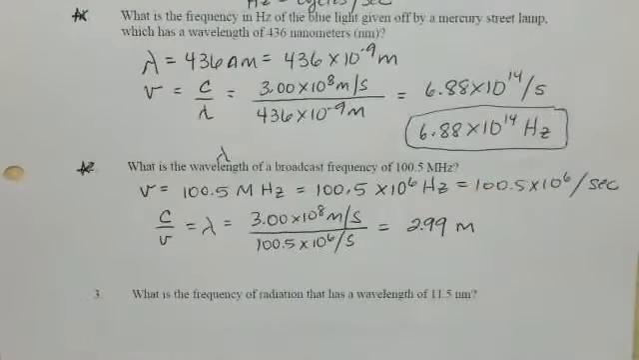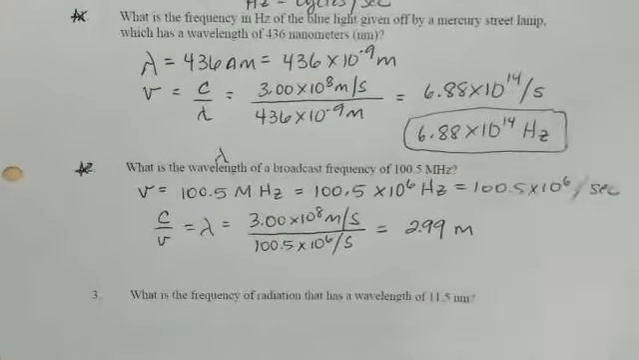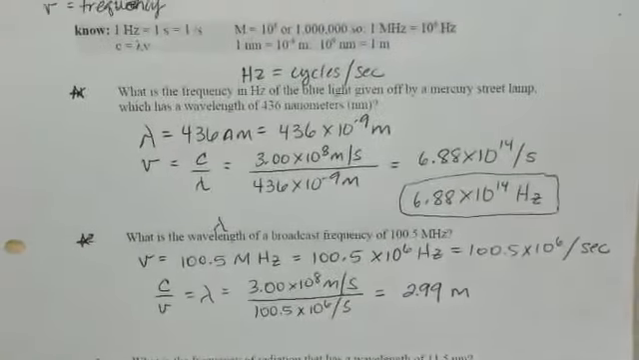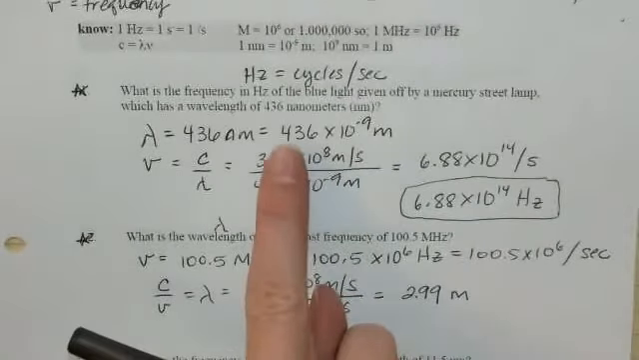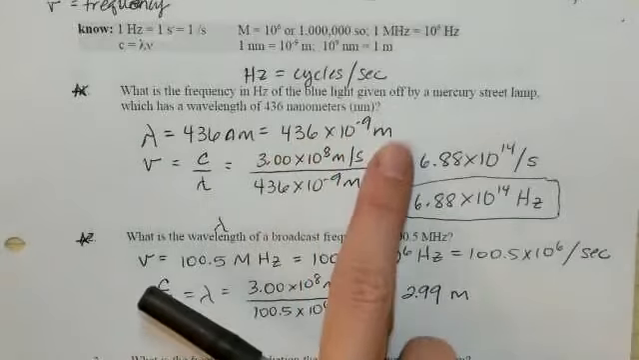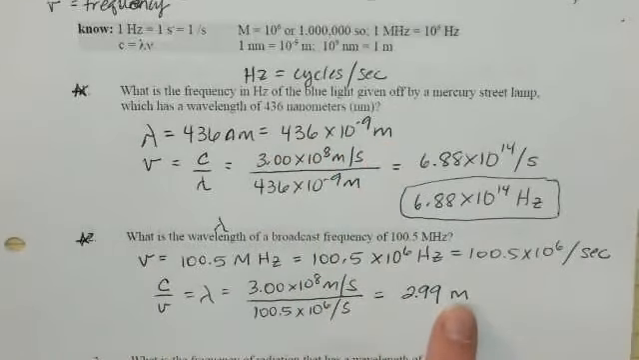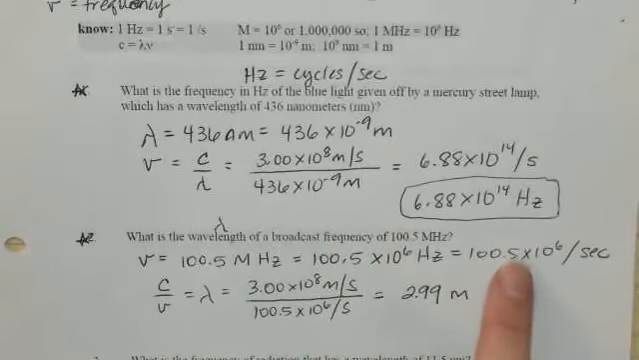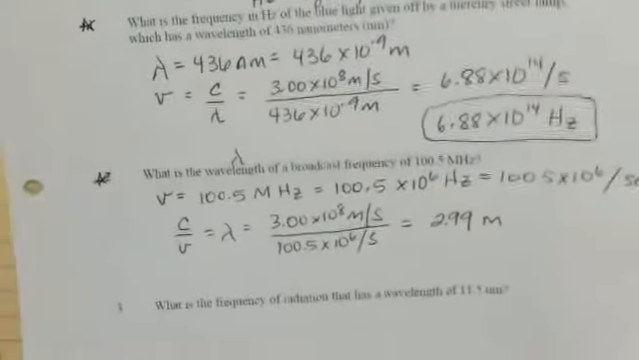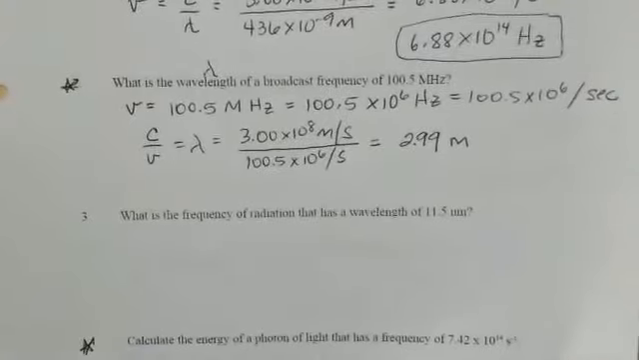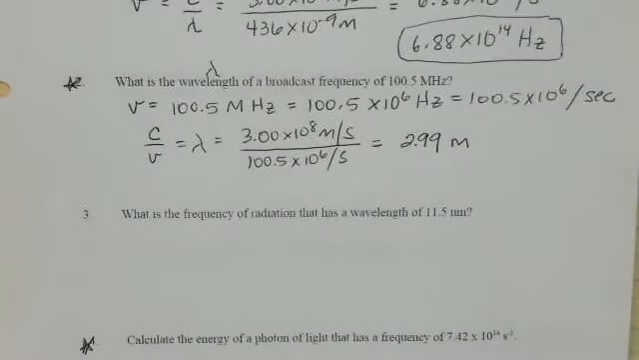So wavelength, quite large, right? So definitely not something in the visible spectrum. So wavelength is much larger. And if we go back up to that picture, comparing these two, we had 436 times 10 to the negative 9 meters versus 2.99 meters, right? Much higher wavelength, much lower frequency. Those two things are inversely related. So we got our wavelength for that radio wave.